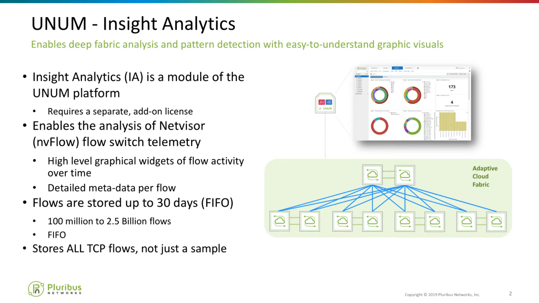UNUM will store flow metadata for up to 30 days in a first-in, first-out format, and up to a total amount depending on the version of UNUM selected. For example, the standard virtual machine option stores up to 100 million flows, while a high-capacity cluster can store up to 2.5 billion flows. Also, UNUM stores all TCP flows, not just a sample set.